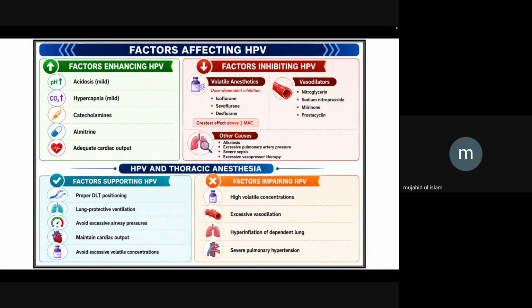In thoracic anesthesia, HPV is supported by proper DLT positioning, lung protective ventilation, avoiding excessive airway pressures, maintaining cardiac output, and limiting volatile anesthetic concentrations. While high volatile anesthetic concentration, excessive vasodilation, hyperinflation of the dependent lung, and severe pulmonary hypertension impair HPV and worsen oxygenation.